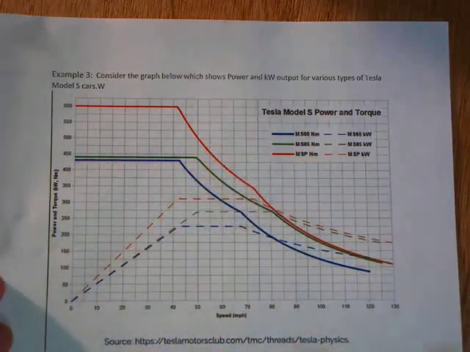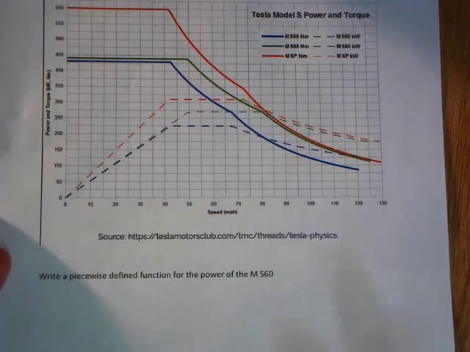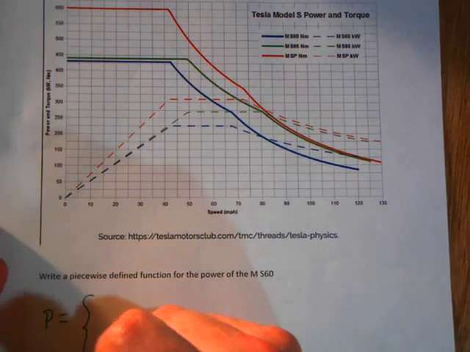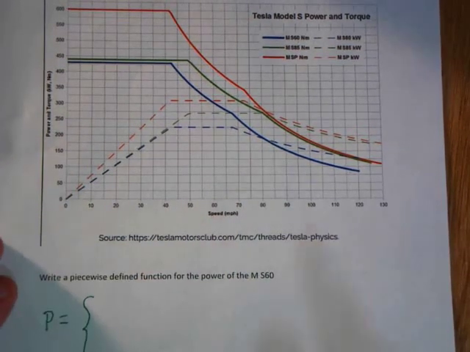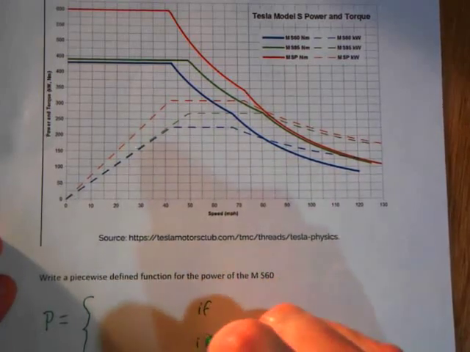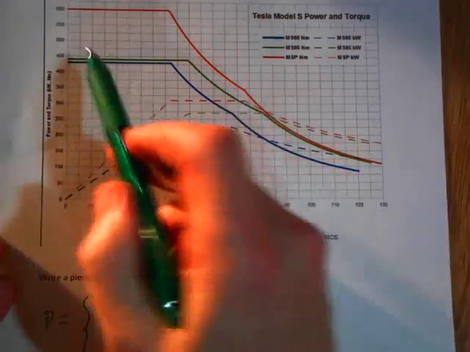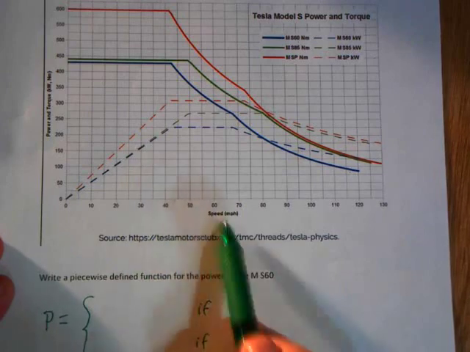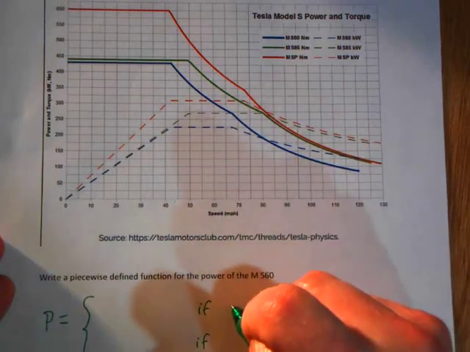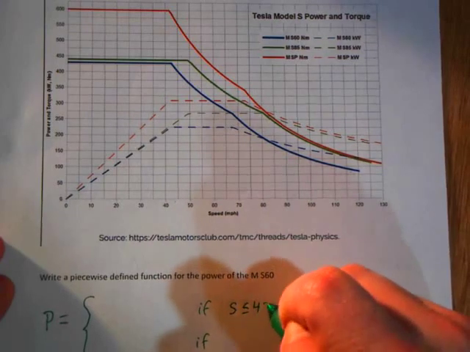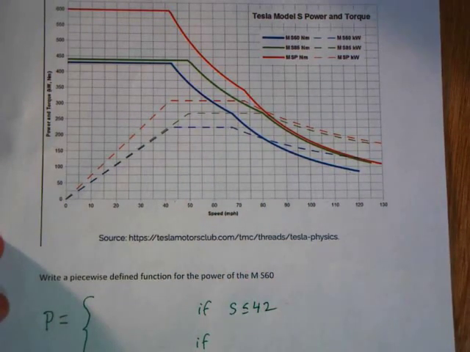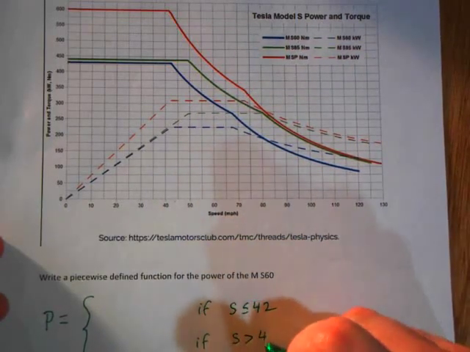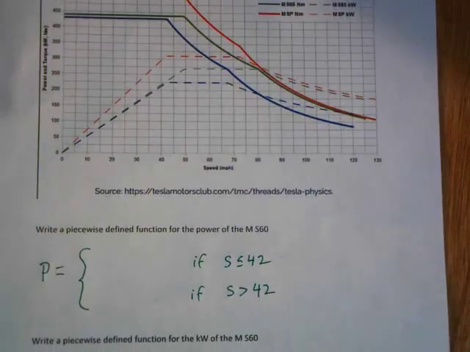All right. So what I can see is I'm going to have 2 pieces. I'll use P for power, and I like to write the if parts first when I'm looking at a graph. So the first piece goes all the way up to about 42 miles an hour. I'm going to use S for speed. So this one happens as long as speed is less than or equal to 42. And then the second piece is going to be this part, and that happens as long as speed is greater than 42. So when I get all done, my answer is going to look like that.